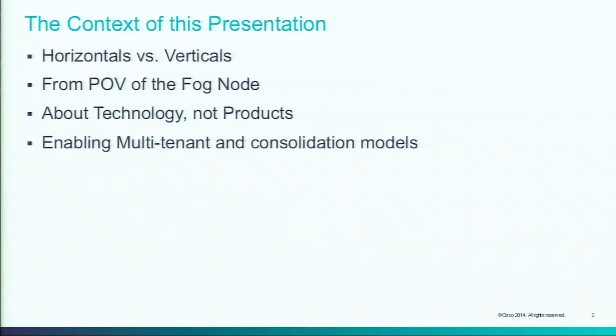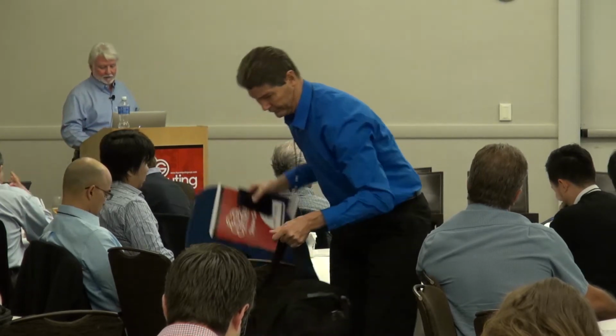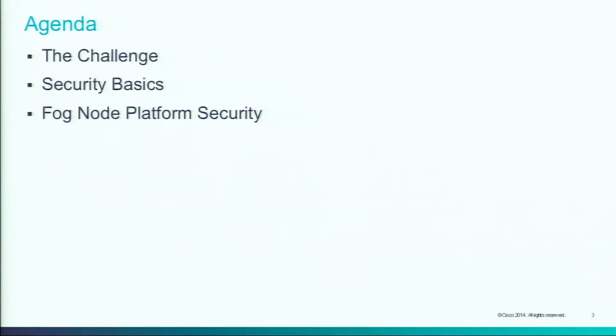And again, this is about technology, not products. So there's no Cisco products either expressed or implied in this particular presentation. And the other thing, this is all about enabling multi-tenant and consolidation models. So many of the speakers already have talked about those models. Fog is specifically about that. It's not about a single user dedicated device. Though those devices are required in the network, that's not what we're talking about when we're talking about fog in general.